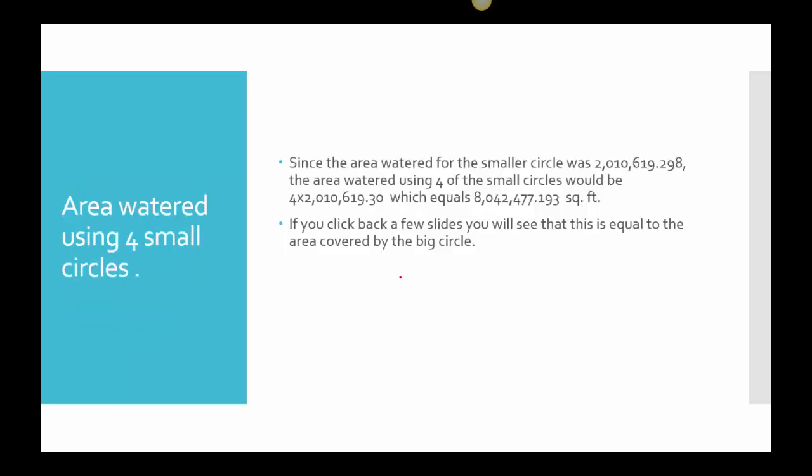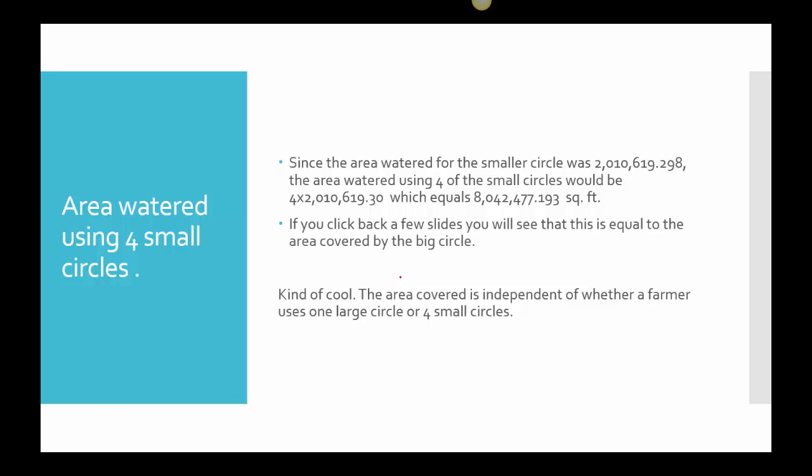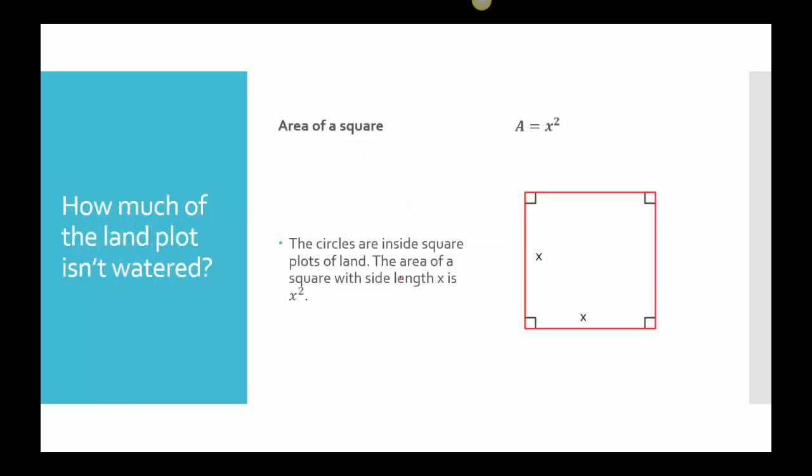So I think it would really depend on if you want to buy a really big sprinkler or if you want to buy a little sprinkler as to which area you really want to cover. So I thought that was kind of cool. The area covered is independent of whether the farmer uses a big circle or 4 little ones.